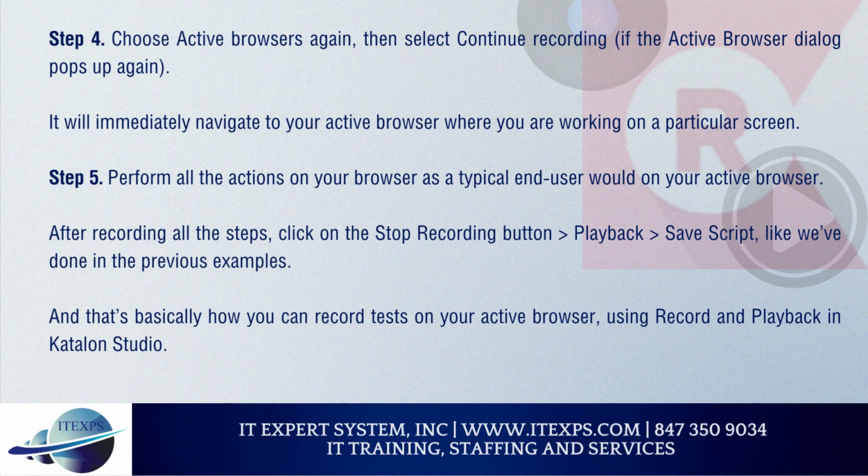Step 5. Perform all the actions on your browser as a typical end user would on your active browser. After recording all the steps, click on the Stop Recording button, then Playback, then Save Script, like we have done in the previous examples. And that is basically how you can record tests on your active browser, using record and playback in Katalon Studio.